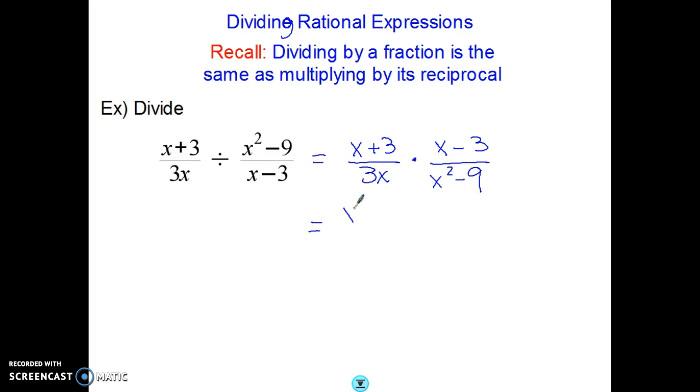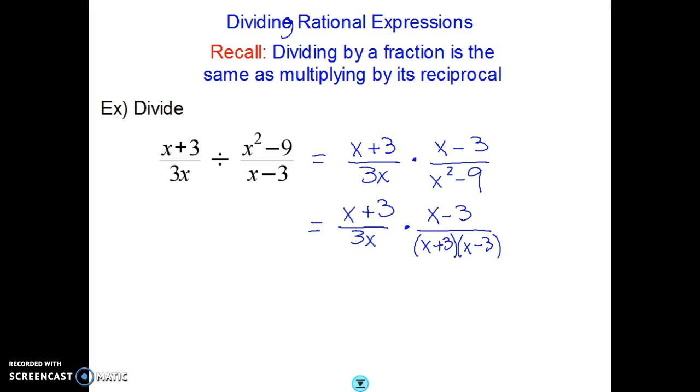So we're going to go ahead and try to simplify this if we can. Neither of these first two pieces factors at all. X minus 3 also does not factor. However, x squared minus 9 does factor to x plus 3 times x minus 3.